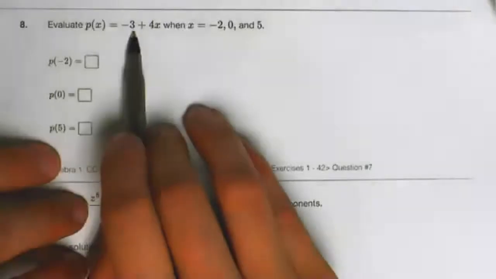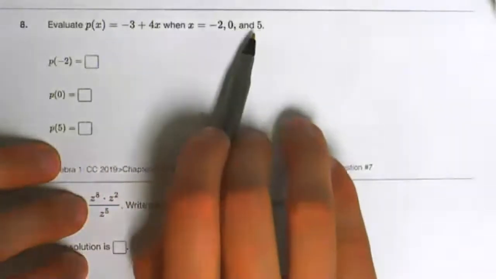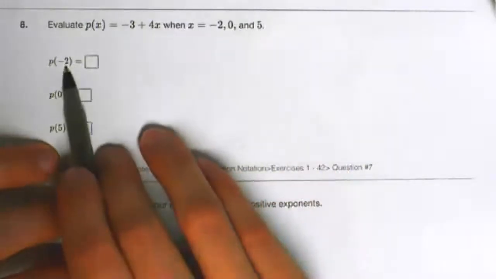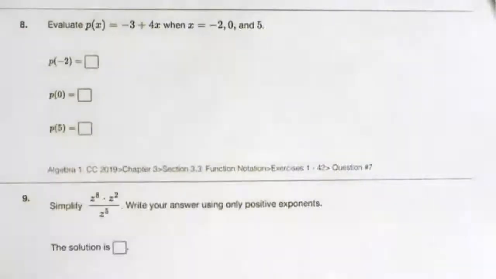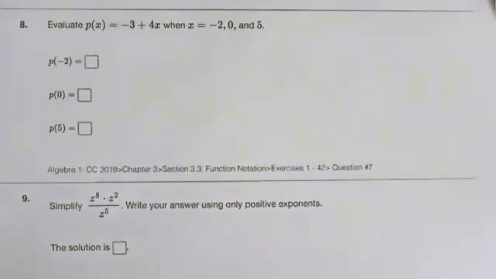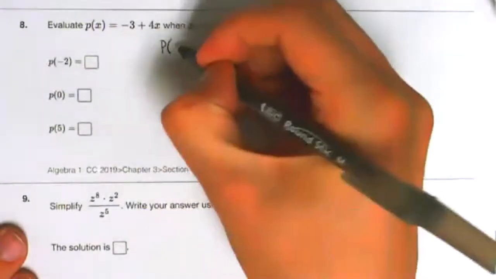So we're asked to evaluate the function p of x is equal to -3 plus 4x when x is equal to -2, 0, and 5. And this is written as p of -2 is equal to, p of 0 is equal to, and p of 5 is equal to. And all we need to do is we just need to plug in for x, -2, 0, and 5. That is all. And I really don't want anyone to miss this question because it's not hard. The math is not difficult. Or I should say the computations are not difficult.